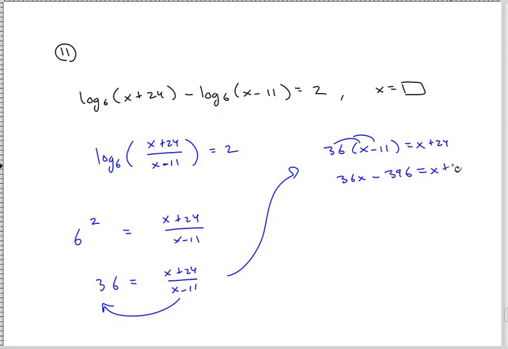396. Hopefully I'm going to get this right. I'm going to minus x on both sides. And I'm also going to add the 396 to both sides. So that's going to be 35x is equal to, I'm going to add 24 to that thing. And I got 420. Divide that by 35, and yeah, it works. Awesome.